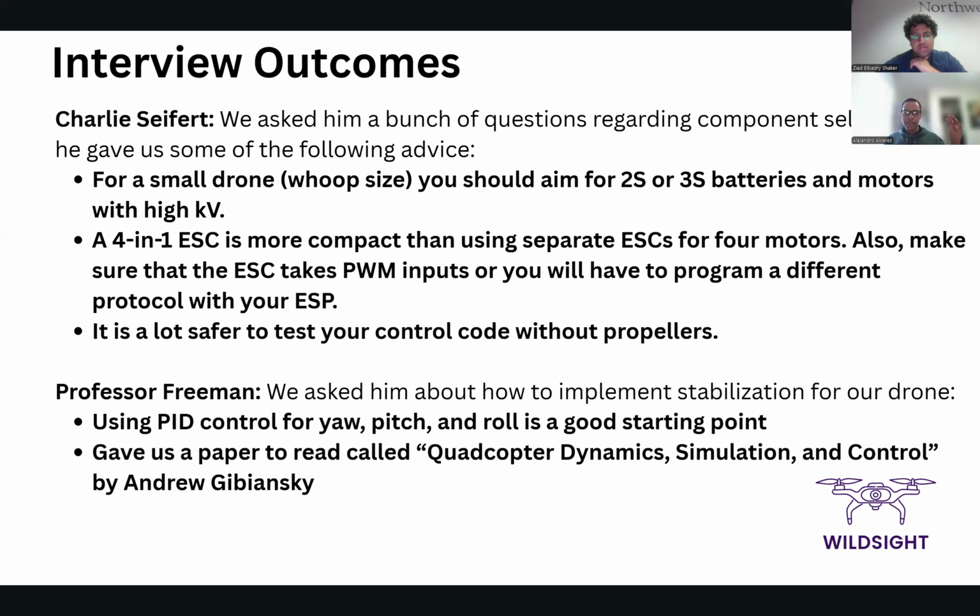We basically asked Charlie a bunch of things about component selection, and he gave us some good info like what size of batteries we should aim for and what kind of motors. The motors that he used were somewhat weaker than ours because he used a much bigger battery. But since our drone is smaller, he told us to aim for more powerful motors, which is why we chose the 8500 kV motors.